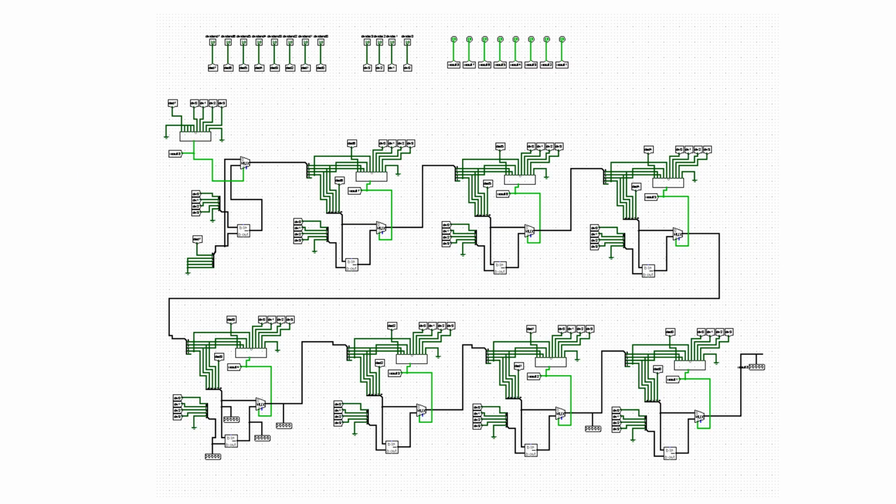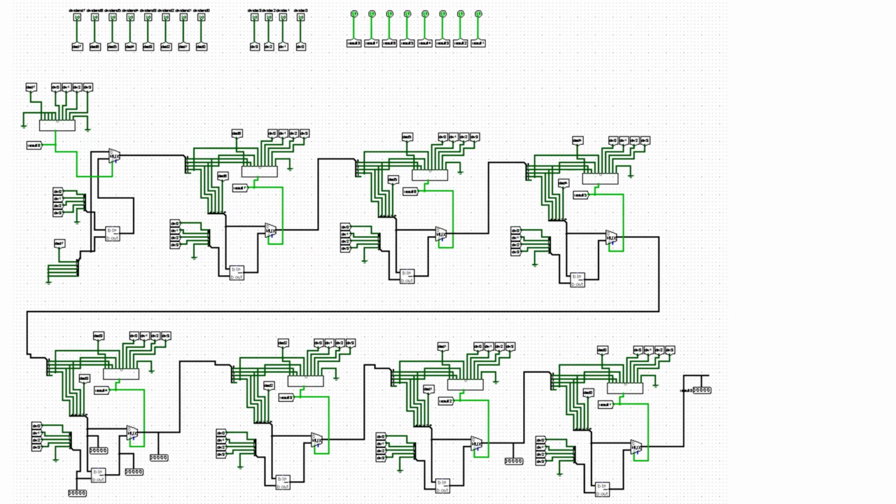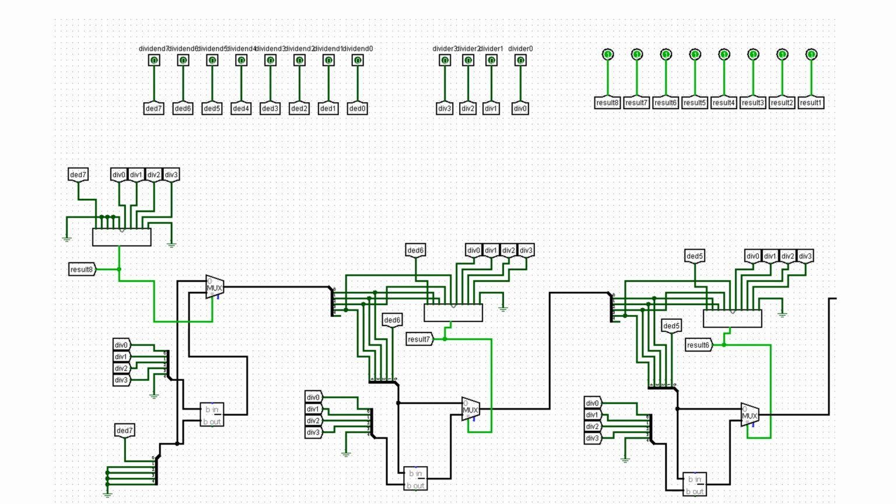Now, let's take a look at our circuit in Logisim. The first input is for the dividend. The next 4 inputs are the divisor. The last one is the result of our divisor circuit.